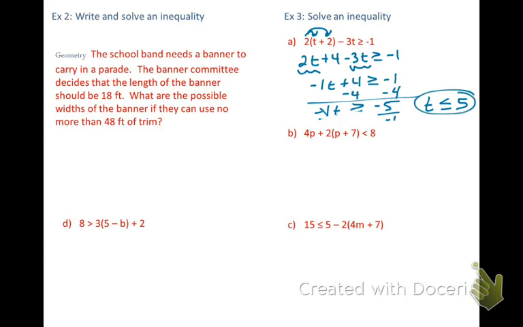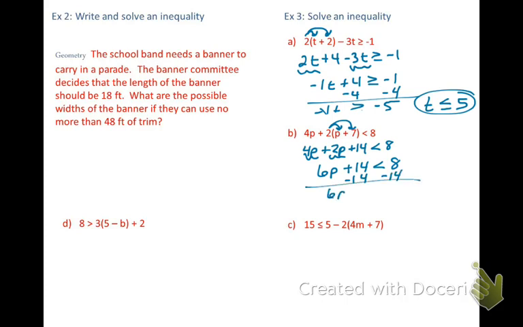B. Sorry, I'm going to erase this so I can get more space. I'm going to distribute the 2 first. 4p plus 2p plus 14 is less than 8. Again, these two are like terms, so it's going to be 6p plus 14 is less than 8. Subtract 14 from both sides. 6p is less than negative 6. Divide by 6, divide by 6.